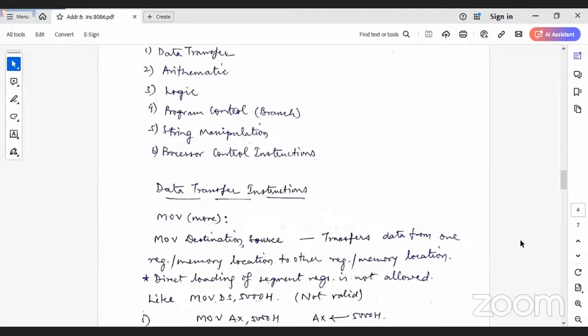Since it represents one complete block, I think the 8086 processor is one block in your syllabus, no? Yes, ma'am. Block 6 it is. So it will cover 20 to 30 marks if you are familiar with this 8086 processor.